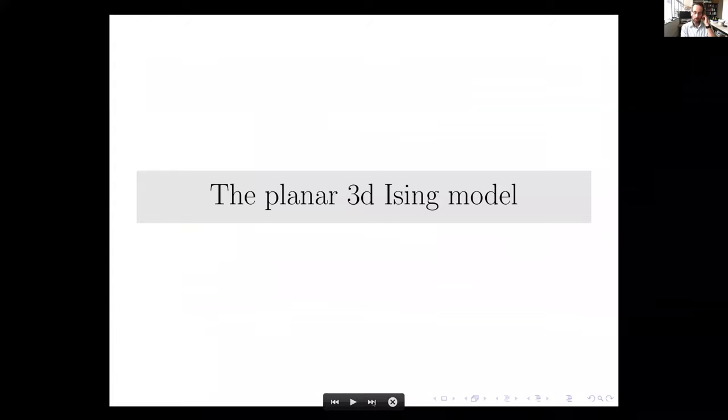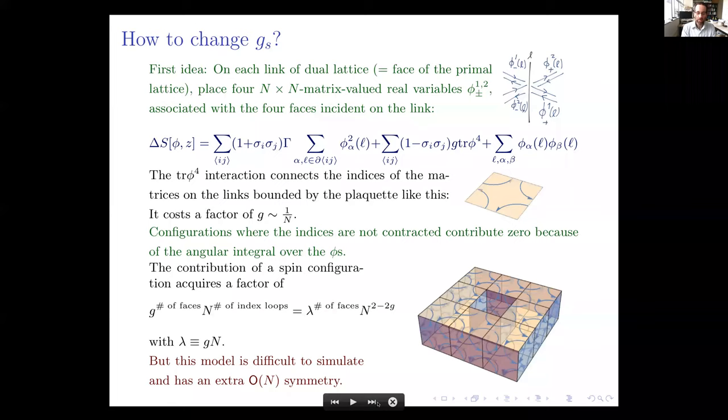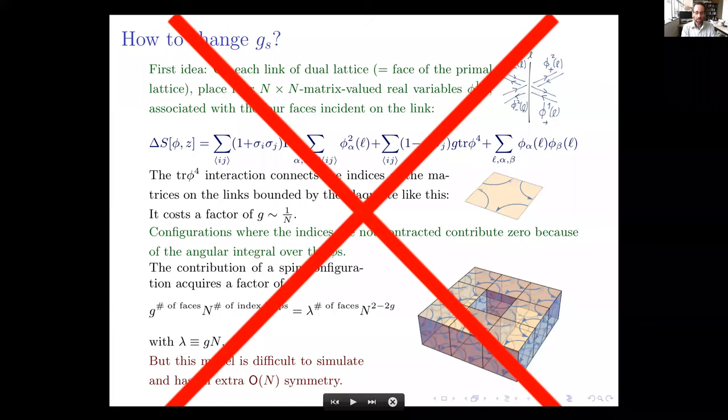The question we asked ourselves is, how do we change the string coupling? And being complicated-minded string theorists, the thing that we thought of first was attaching matrices to the world sheet. And don't pay too much attention to this. This turned out to be not such a great idea. Instead, we can do something very simple.